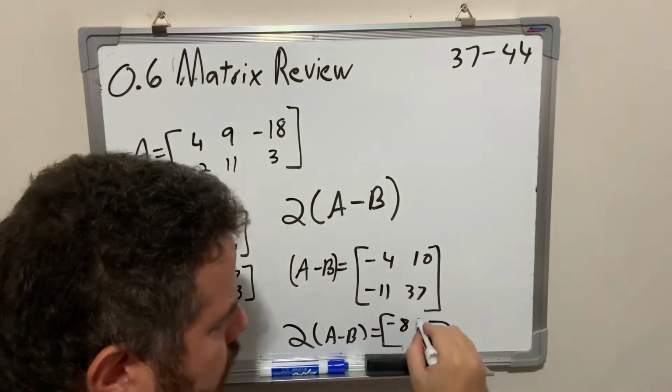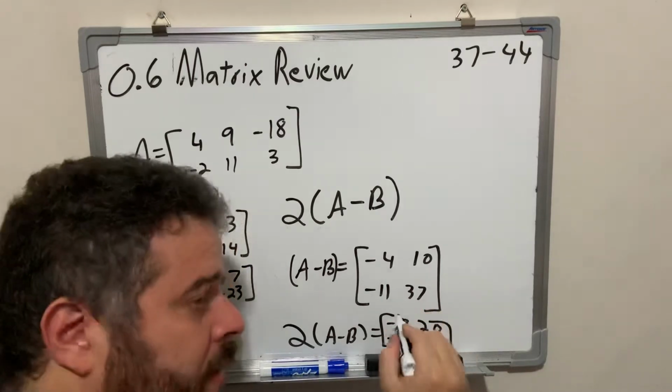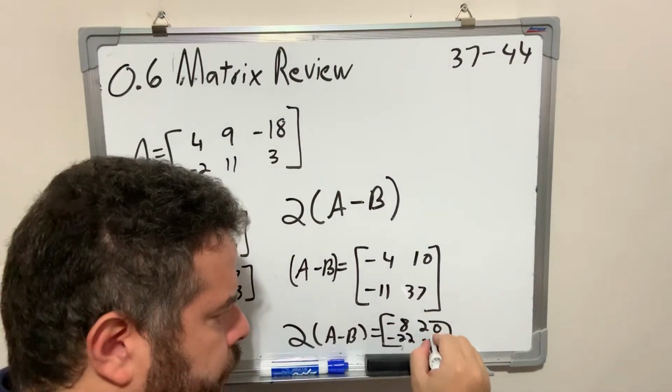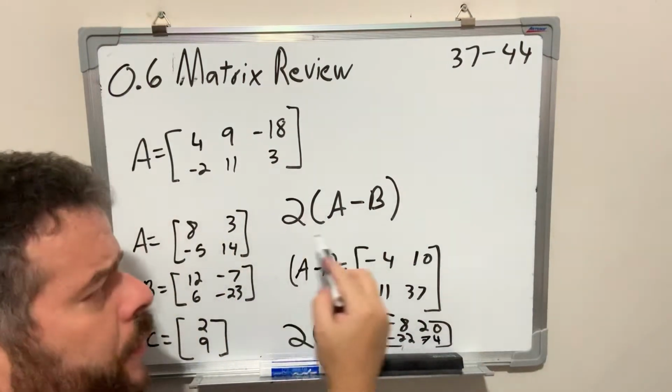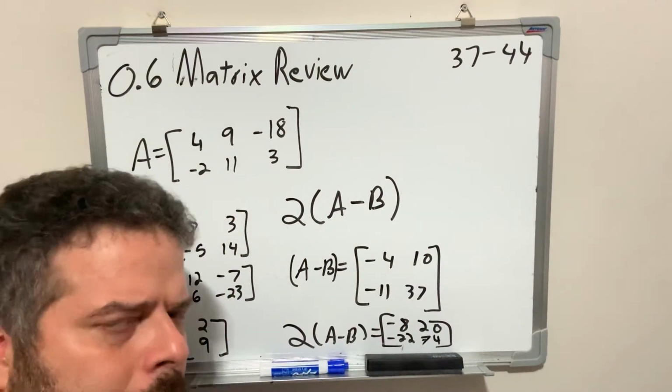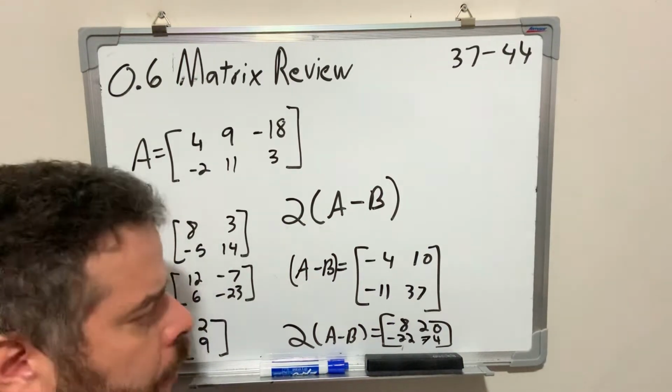Negative 8, 20, negative 22, 60, negative 74. Oh, positive 74, I apologize. So that would be a multi-step process. PEMDAS applies to the normal mathematical operations.